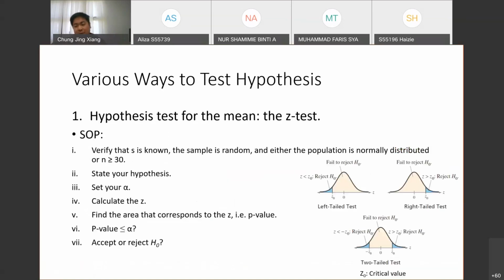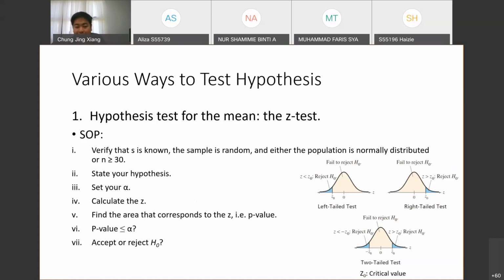So this is the SOP when you want to do the Z test. First, you verify that you know the standard deviation, that the sample is random, and that it is normally distributed or your sample size is larger than 30, because as your sample size becomes very large, you approximate a normal distribution. This is the SOP when you want to do this statistical test.